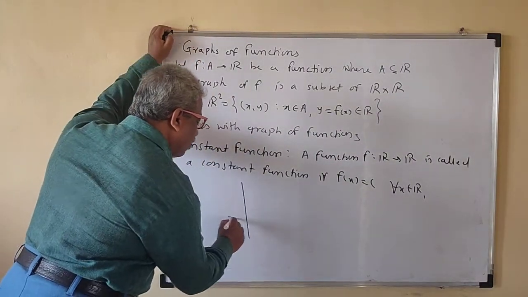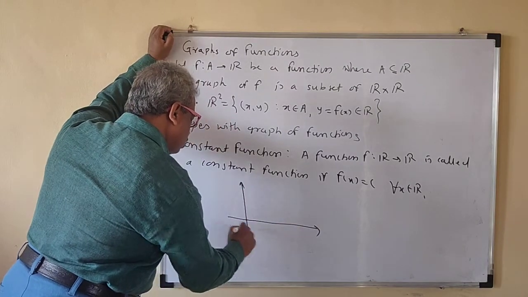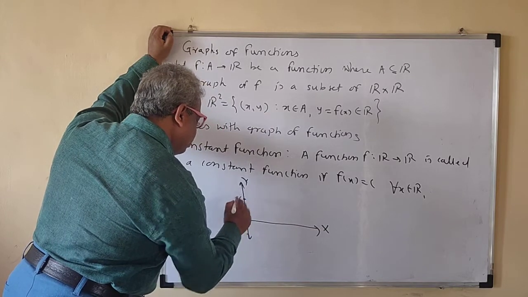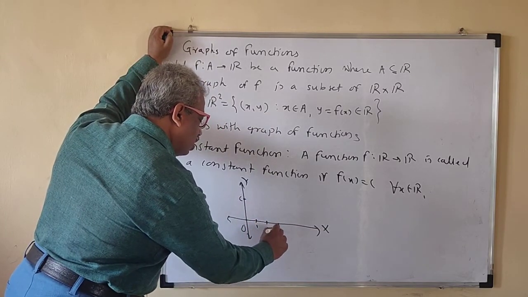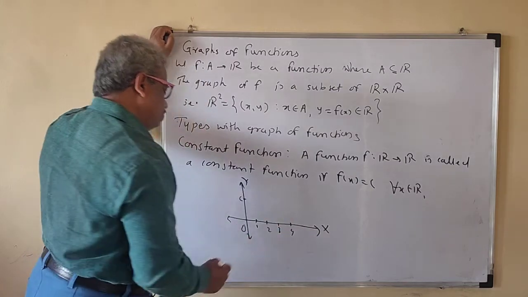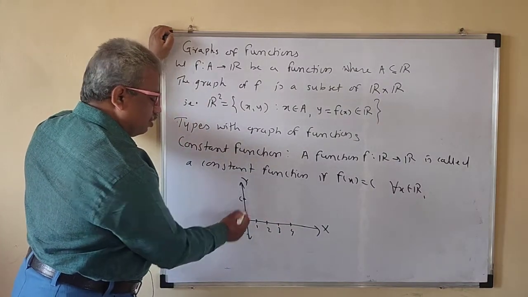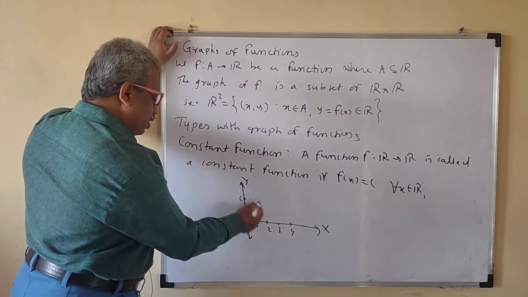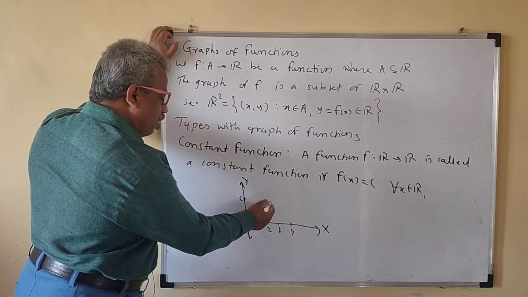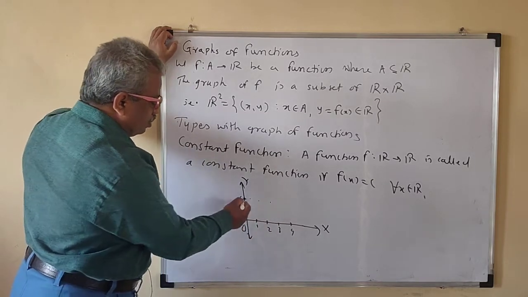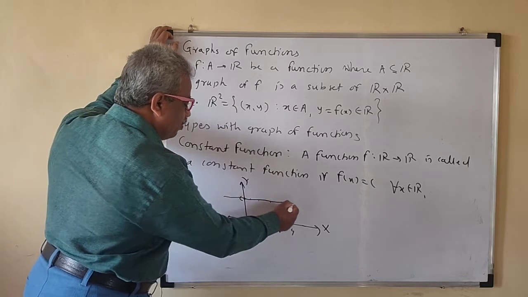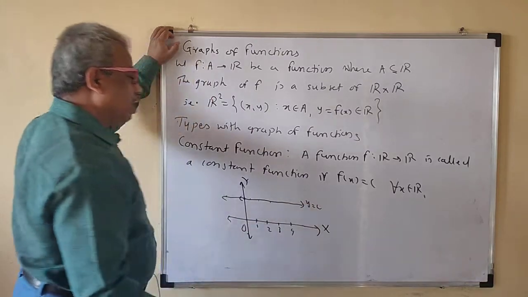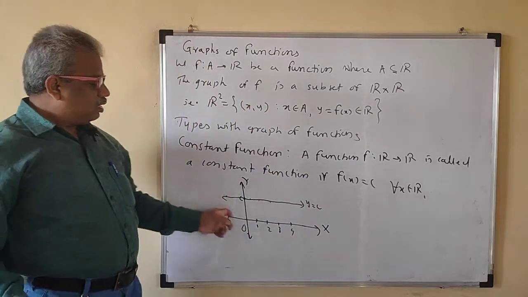So how can we plot the graph of the constant function? Suppose this is your y-axis, this is your x-axis, and suppose the value of y is c here. Image of 0 is also c: f of 0 is c, f of 1 is c, f of 2 is also c, and all the elements between 1 and 2 also have image c. So this is a line, y is equal to c, or f of x is equal to c. This is the graph of the function.